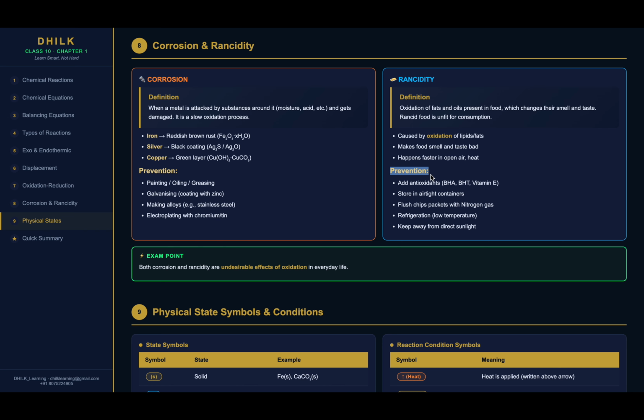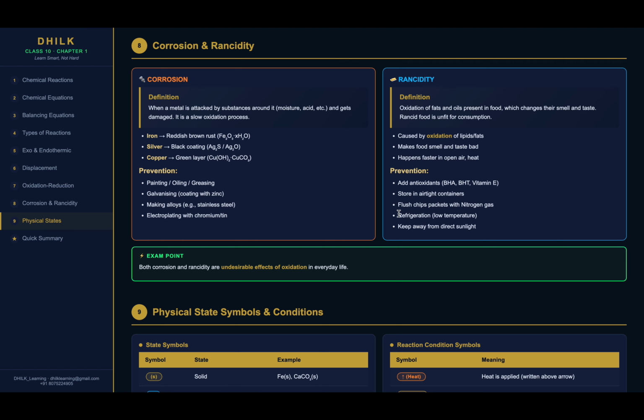Antioxidants are substances that prevent oxidation. Common antioxidants include BHA, BHT and vitamin E. These are some common examples of antioxidants. The other method is that we can store food in an airtight container so that oxygen cannot reach the food. That is another method. Chips packets and snacks packets are often flushed with nitrogen gas before sealing, because nitrogen is an inert gas and does not react with the food. So this prevents oxidation.